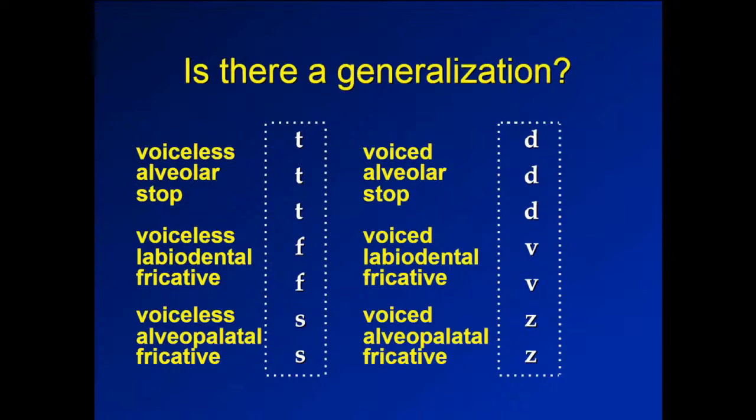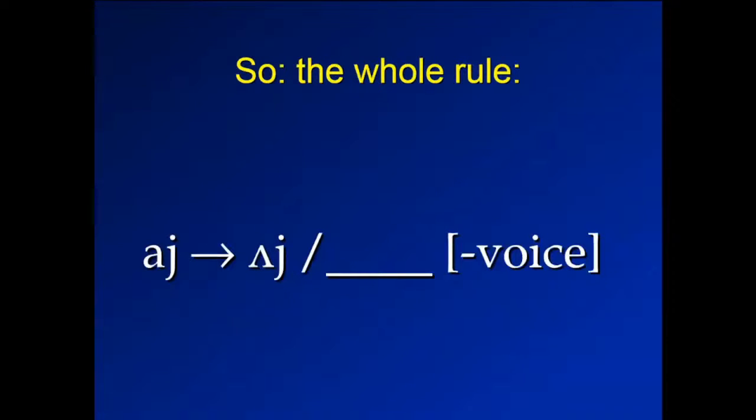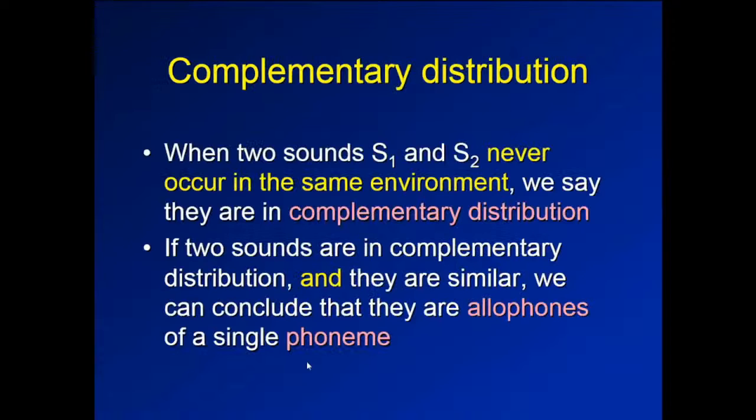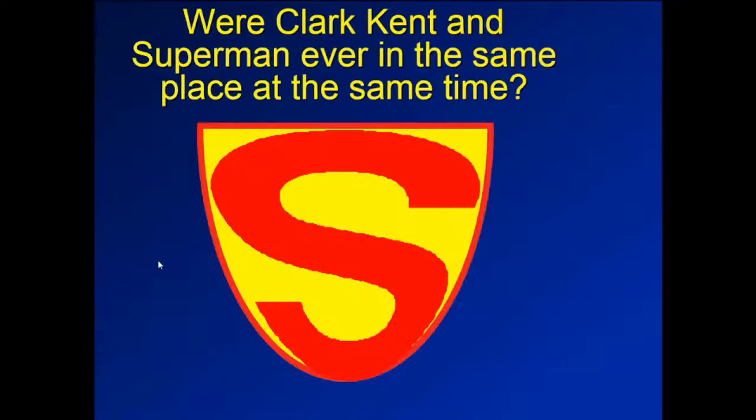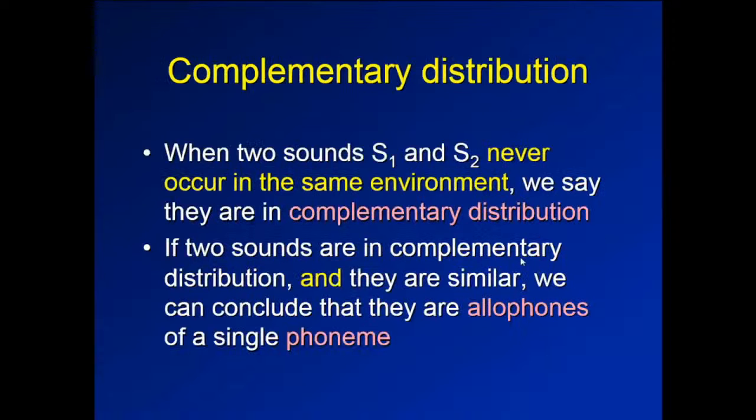So we can make a generalization in this case. When this diphthong is followed by voiceless sounds, it is pronounced one way. But when it is followed by voiced sounds, it is pronounced the other way. This is the rule: this diphthong is being realized in the environment where it is followed by voiceless sounds.